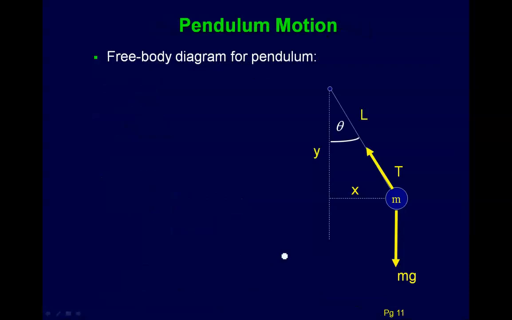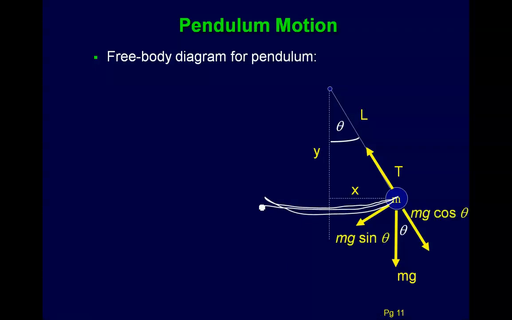Now here's a picture for the pendulum. Here's our pendulum. The two forces on the pendulum are the tension going up at the angle theta and then mg. That's our free body diagram. So this mass is going to swing back and forth like a pendulum. What we do is write out the force mg into its components, mg cosine theta and mg sine theta. And if I look at just the tangential part, it is mg sine theta.